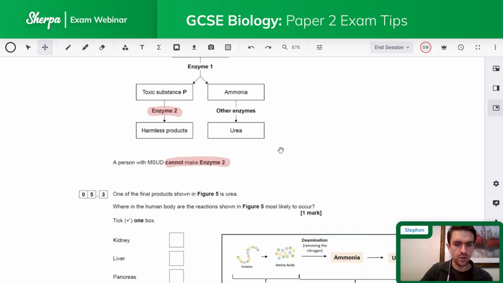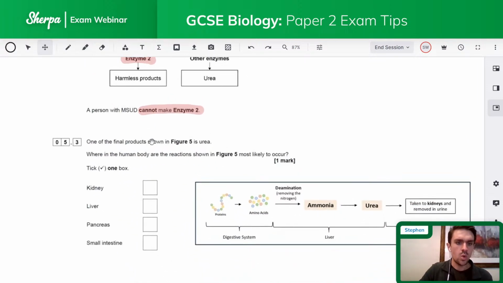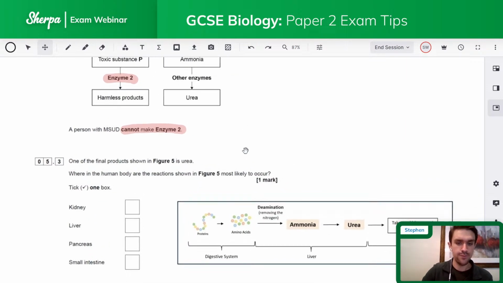So let's have a look at what the question is actually asking us. One of the final products shown in figure 5 is urea. Where in the human body are the reactions shown in figure 5 most likely to occur? Now, this question refers to the homeostasis topic in Unit 5. What it's asking is, how does the body essentially process proteins, and how does it process nitrogen? You learn this when you learn about the kidney, because that is where urea is removed in urine.